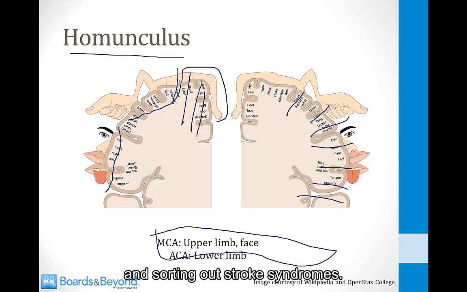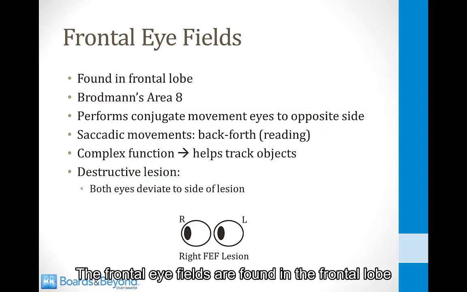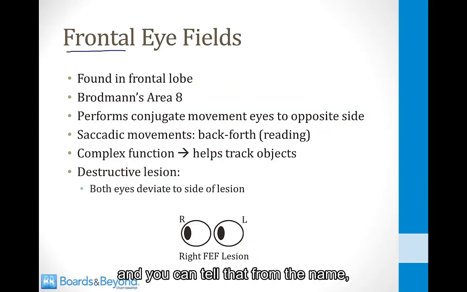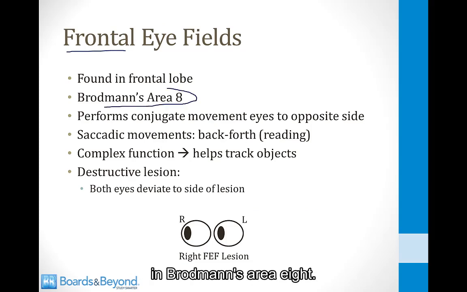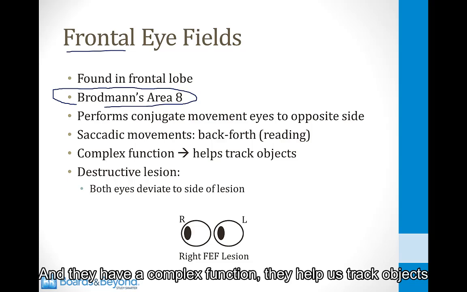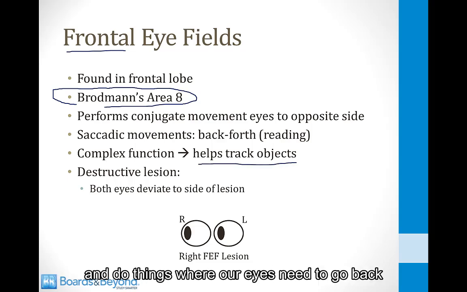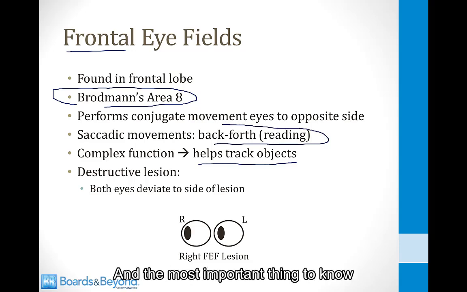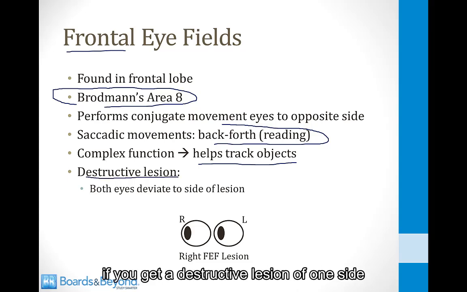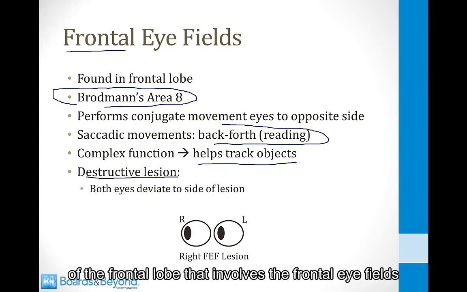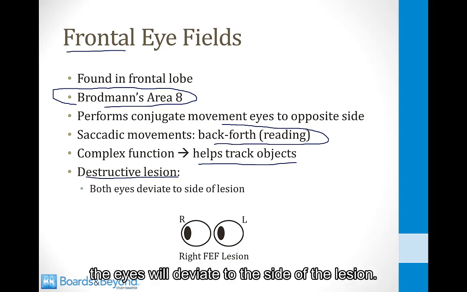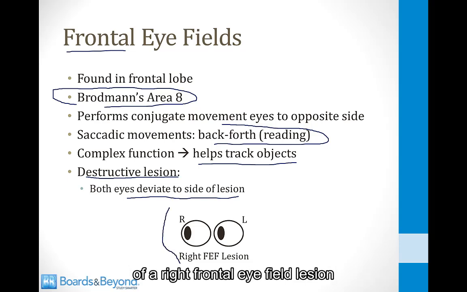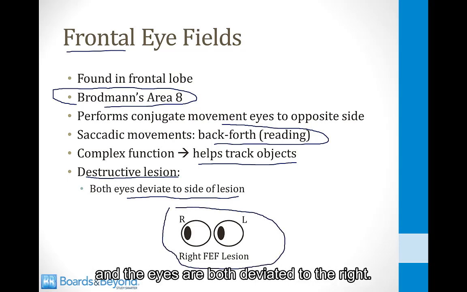The frontal eye fields are found in the frontal lobe, and you can tell that from the name, the frontal eye fields. They're found in Brodmann's area 8, and they have a complex function. They help us track objects and do things where our eyes need to go back and forth, like reading, for example. And the most important thing to know about the frontal eye fields is that if you get a destructive lesion of one side of the frontal lobe that involves the frontal eye fields, the eyes will deviate to the side of the lesion. So I've drawn a picture down here of a right frontal eye field lesion, and the eyes are both deviated to the right.